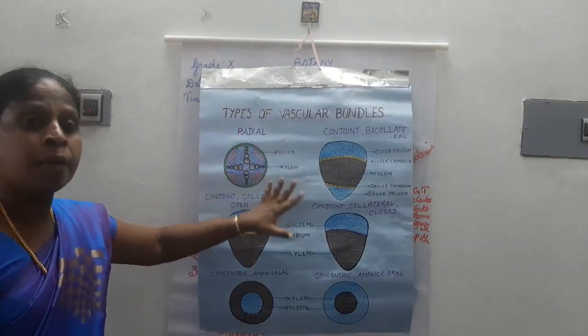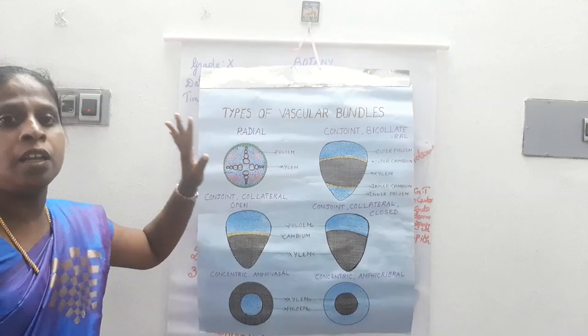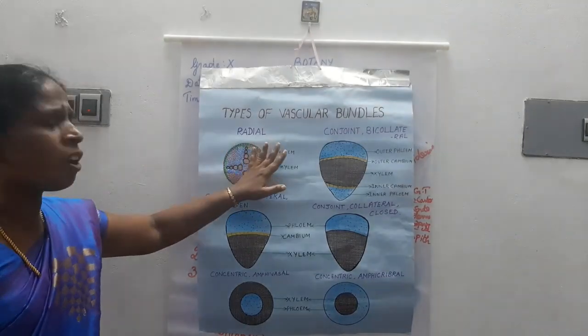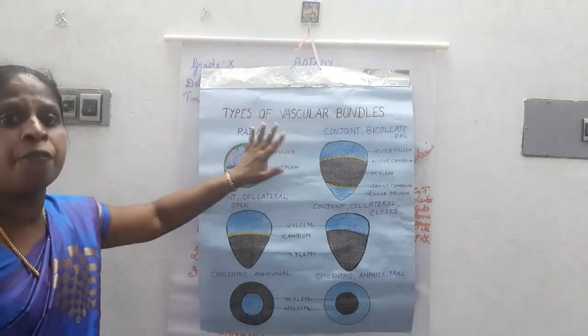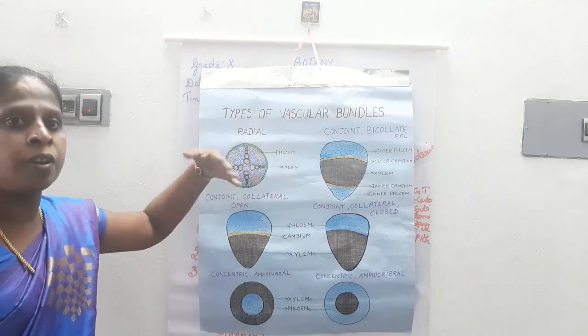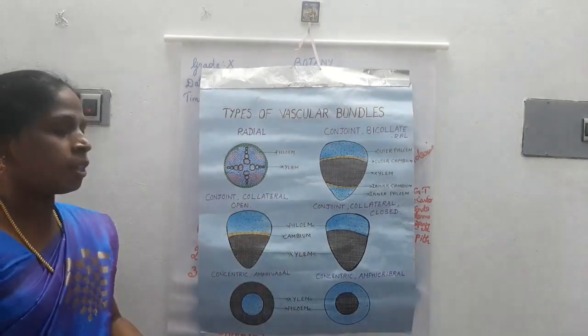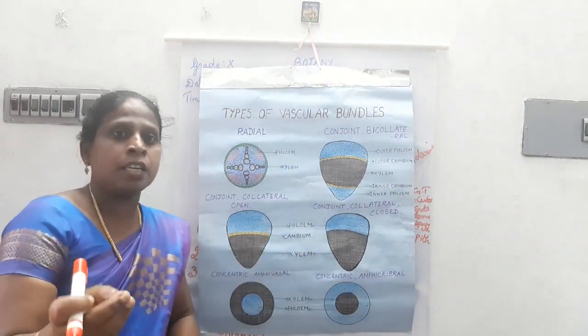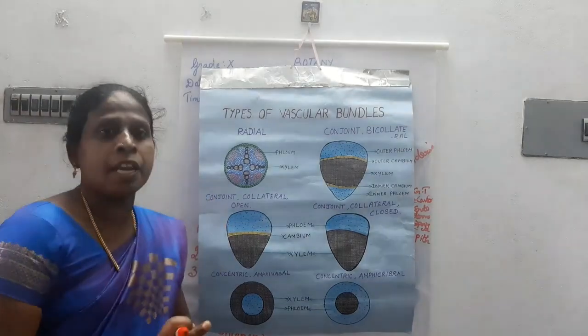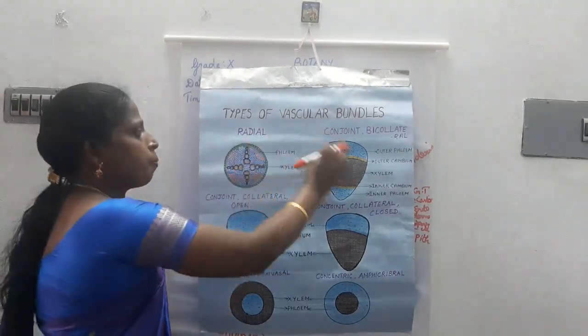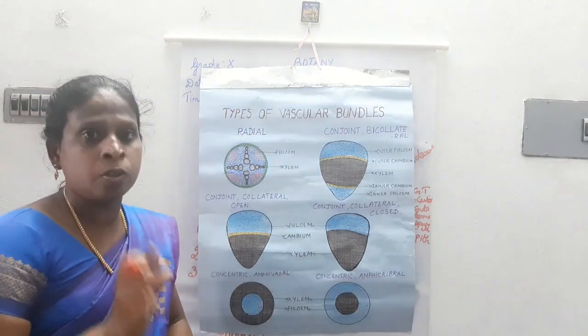So these are the main basic vascular tissues present in the flowering plants. When we take the 10th standard, the first chapter is plant anatomy. If you know these basic things, it is easy to study.